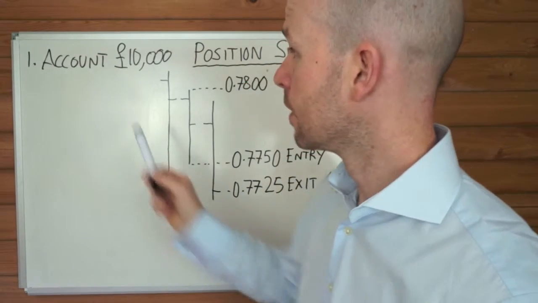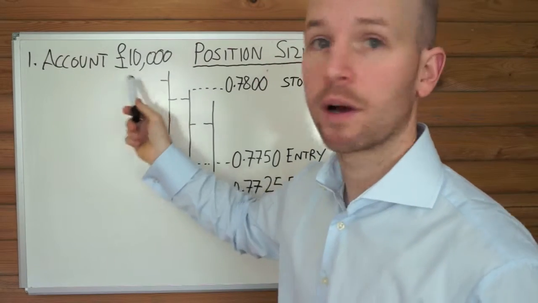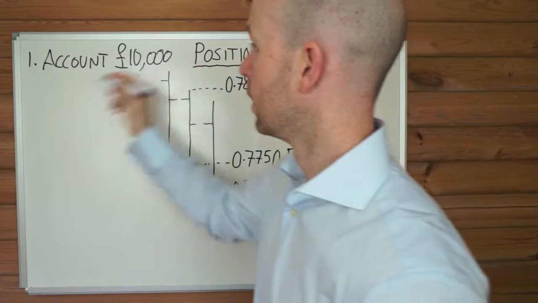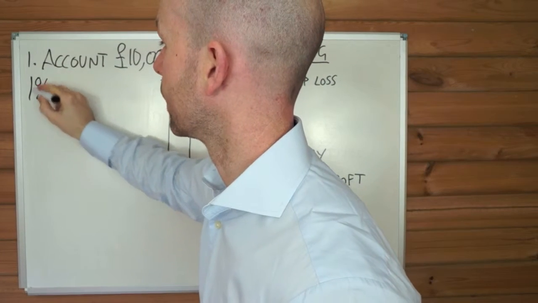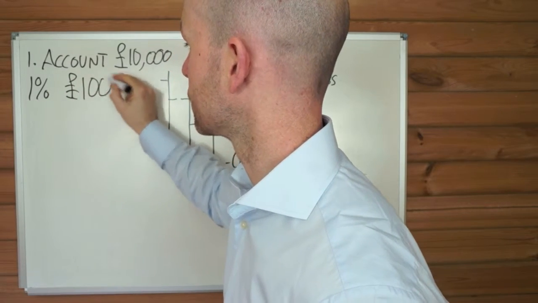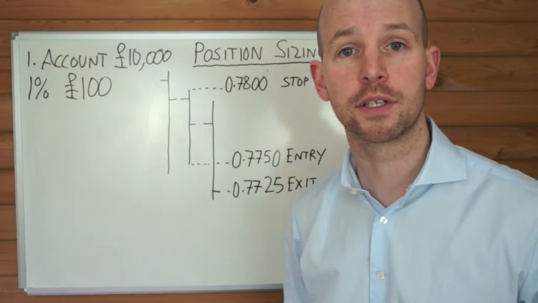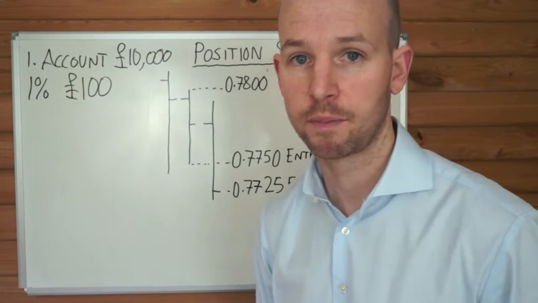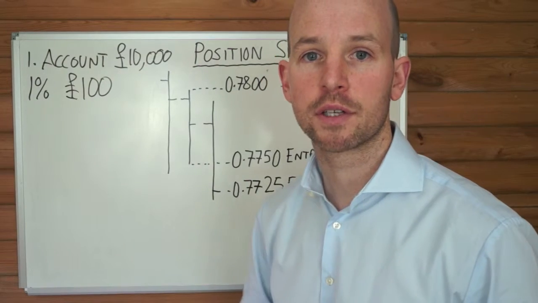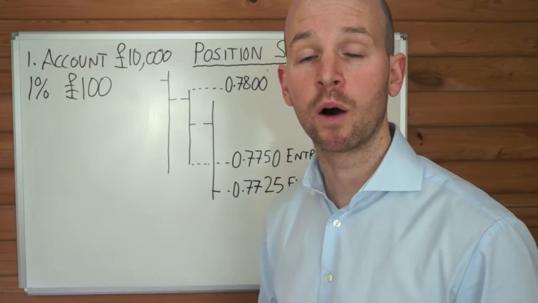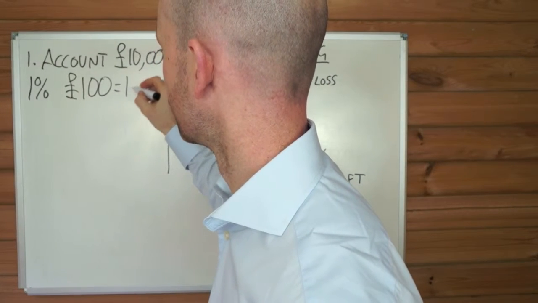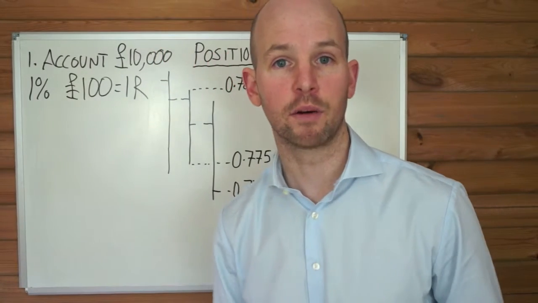Okay, so step one, determine how much in money terms we're going to risk, which is typically a percentage, let's say 1% of our account. So in this example, it's £100. If the trade goes against us, we're going to lose £100 only. That also represents a figure called R, or risk, so 1R. £100 is equal to 1R, or 1 times our risk.